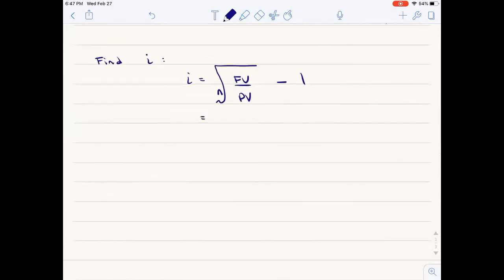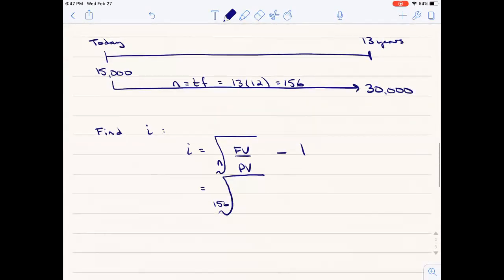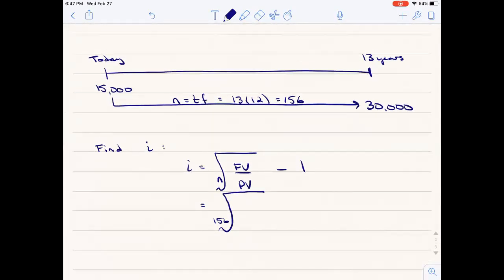So we want to take the 156th root. It's a little tricky to draw, or at least for me, maybe. I should have done the root first and then put the 156 in. Oh well. The future value is 30,000, and the present value is 15,000, all minus 1.